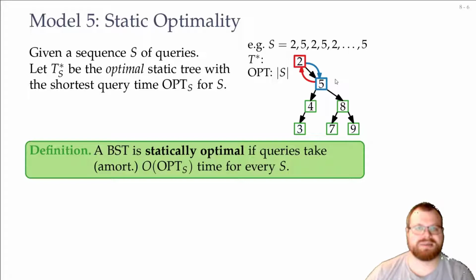Now we say that a binary search tree is statically optimal if the queries only take amortized asymptotically as much time as this static tree. This search tree does not have to be static, so we're still allowed to move things around. And that's the key part that we will require later, that we can build one dynamic tree that is for any sequence as good as the optimal static one.